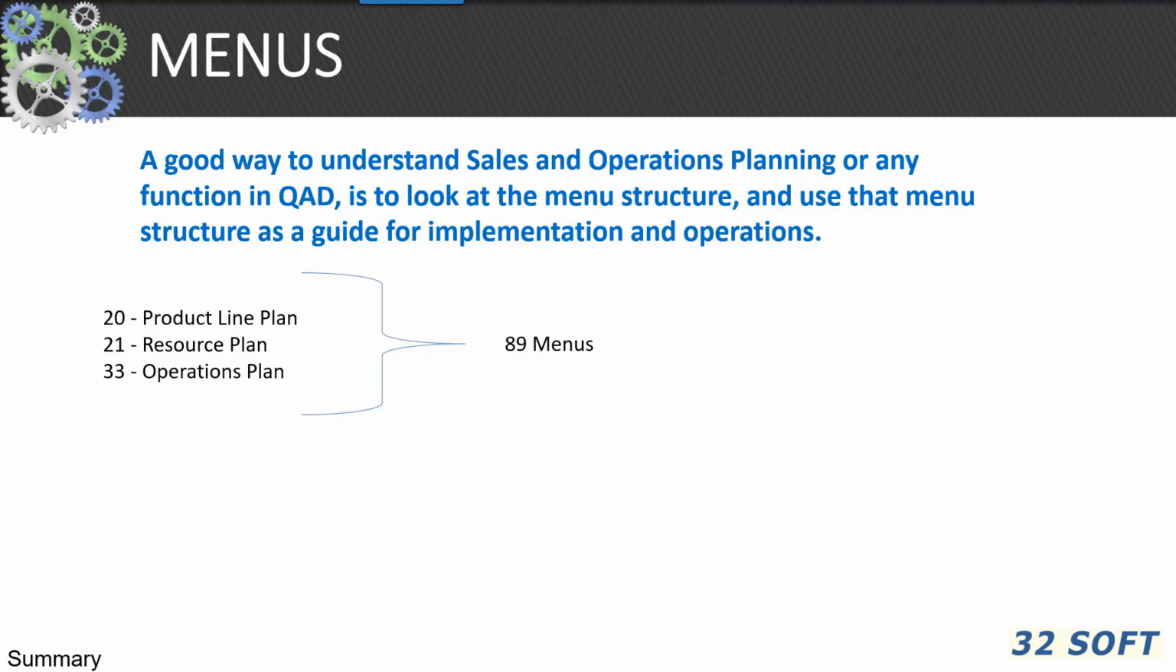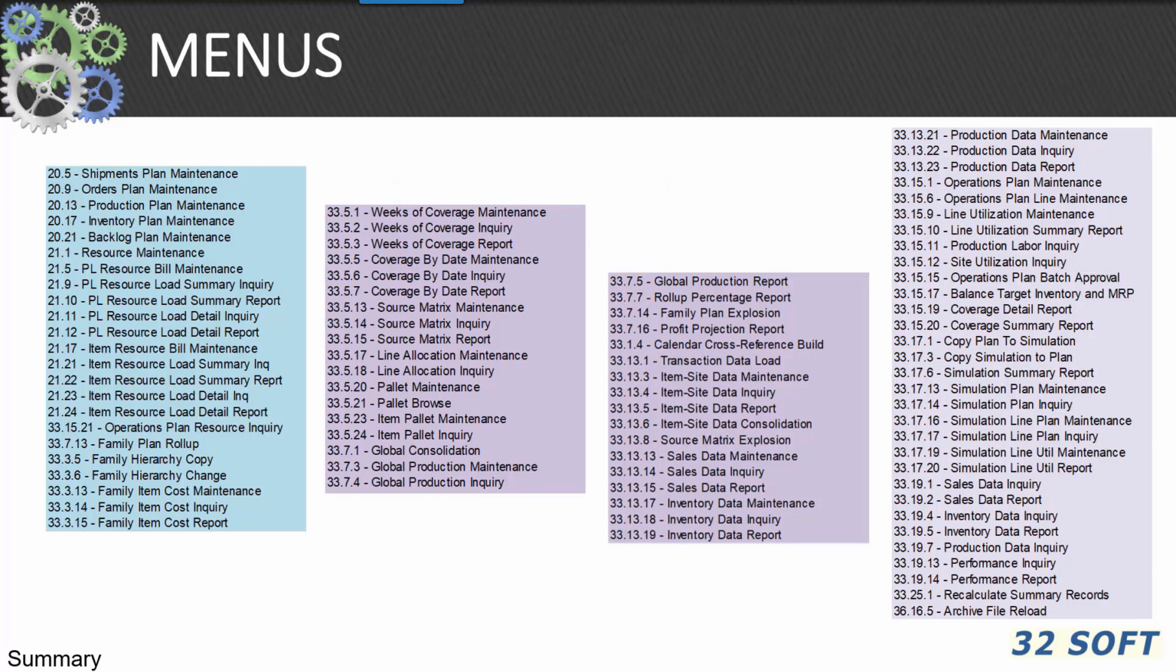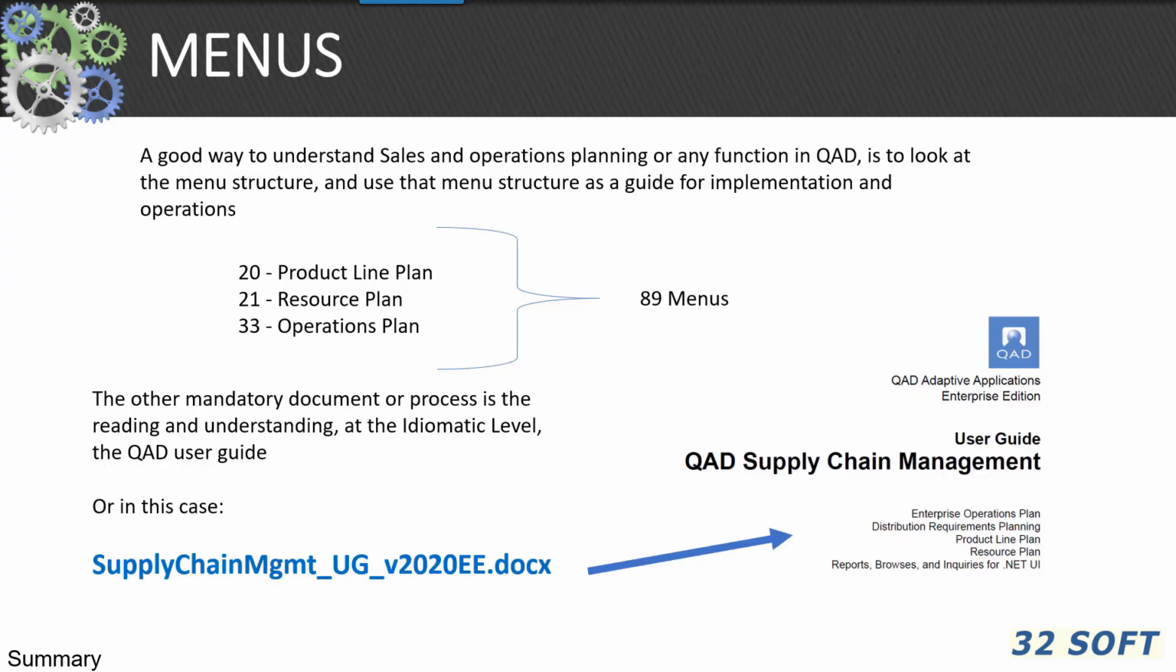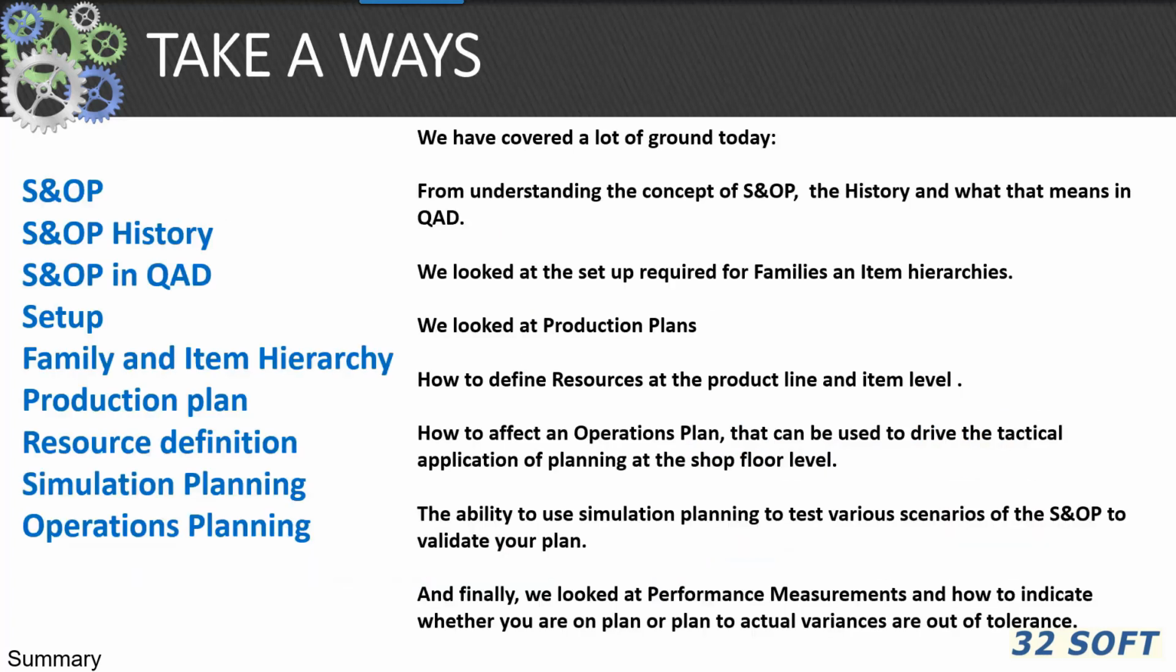A good way to understand S&OP or any other function in QAD is to look at the menu structure and use that menu structure as a guide for implementation and operations. We looked at 20, 21, and 33. There are 89 menus in those three menus. You should understand each one of those, how they operate, what they interface with to truly implement and utilize the sales and operations planning. The other mandatory document or process is the reading and understanding at the idiomatic level of the QAD user guide. In this case, the supply chain management, I use the 2020 EE. You should read and understand that.